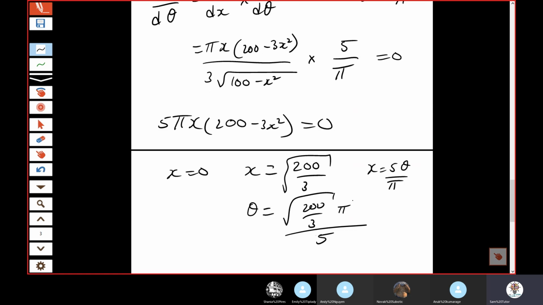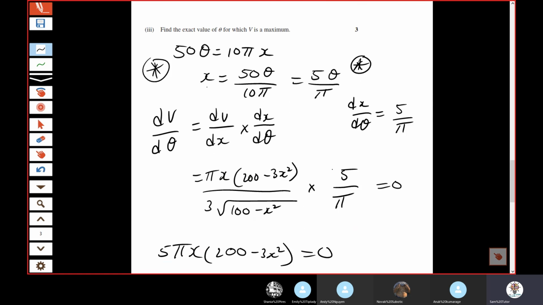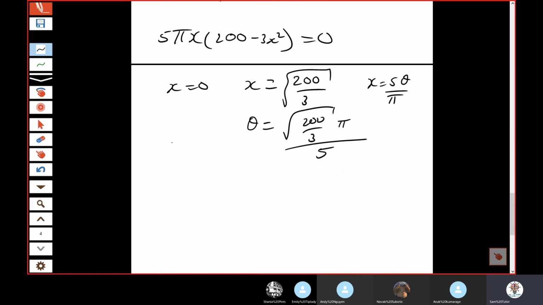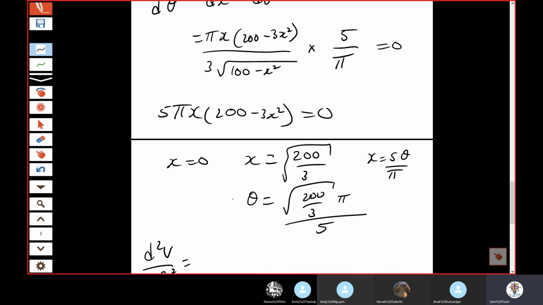I found theta, I've got to make sure it's a max. So differentiate again. D squared v on d theta squared equals, all right, differentiate. Now, are you going to do second derivative of that? No. You heard me laugh about it. There's no way. Why would you want to do second derivative? You're going to do quotient rule. That's just silly.